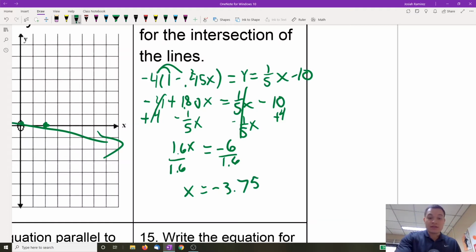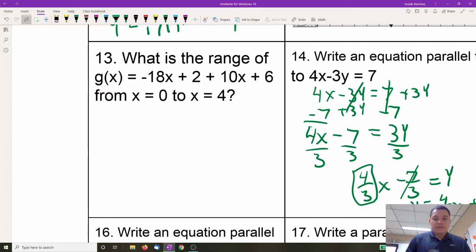Now let's go to the next one. What is the range of g of x from 0 to 4? So what that means is, if we are going to graph this question, and we're going to graph it from the x's that are 0 up until the x's that are 4, if we're just going to snip that part of a graph, what would be the lowest y and what would be the highest y within that interval?